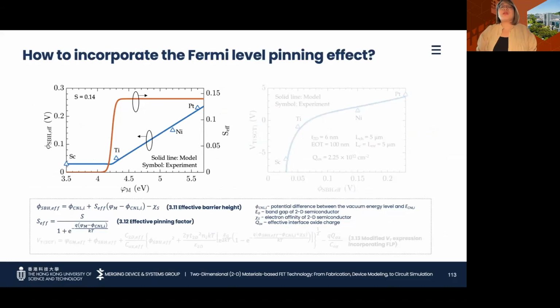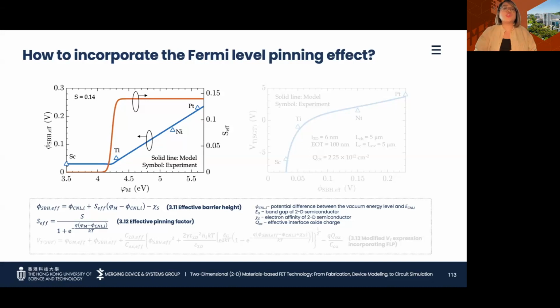Let's take the experimental results for 2D FETs based on MoS2 as an example. For MoS2, as the charge neutrality level of defect states occurs near its conduction band edge, the metal Fermi level typically aligns near the conduction band edge of MoS2 regardless of which kind of metal is used, whether it's a low work function metal or a high work function metal. When the contact metal work function used lies within the band gap of MoS2, the effective barrier height is still a function of the difference between the metal work function and electron affinity of MoS2, but with a certain proportionality constant.